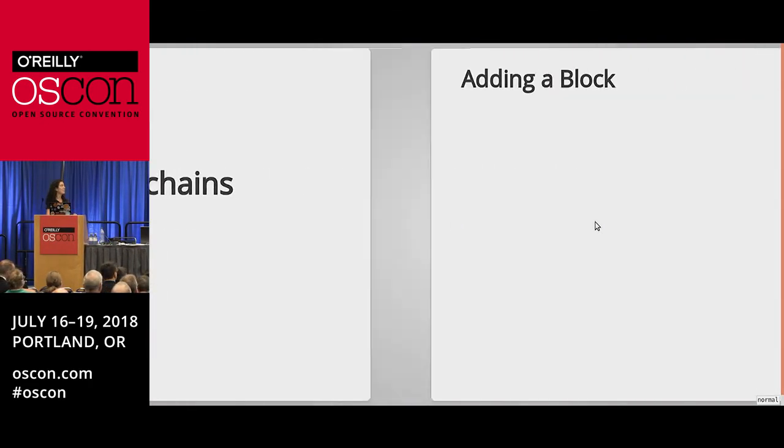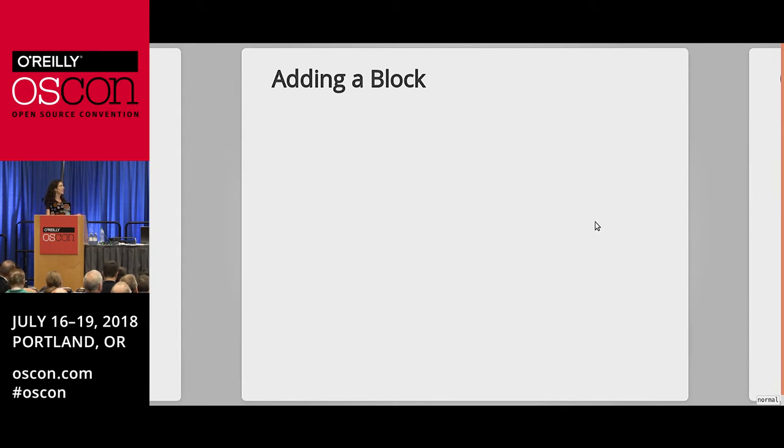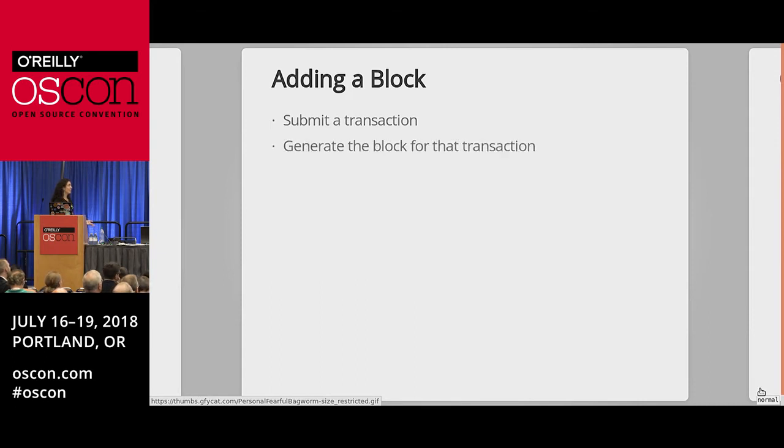Oops, sorry. Okay, so how do blockchains actually work? In order to add a block, we submit a transaction. We generate a block for that transaction. In the case of most production Bitcoins, blocks are bundles of transactions. So my transaction will get put into a block along with multiple other transactions, and then, waves hand, the network determines if the block is part of the authoritative chain.